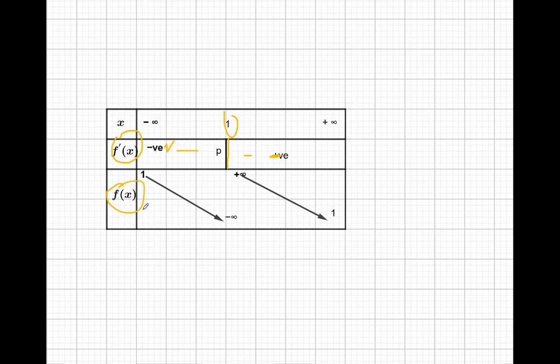For the f now, the minus infinity in f is 1, which is an HA asymptote. Because it is negative here, it is decreasing from 1 to minus infinity, 1, which is the critical point. And since it is also negative here, it will then take from plus infinity to 1, since 1 is our HA asymptote. So this gives us completely our variation table for the curve.